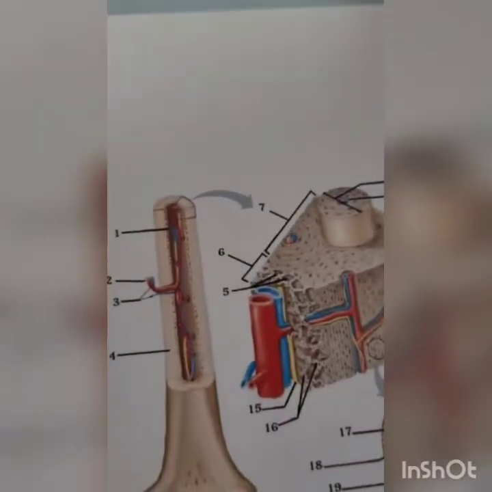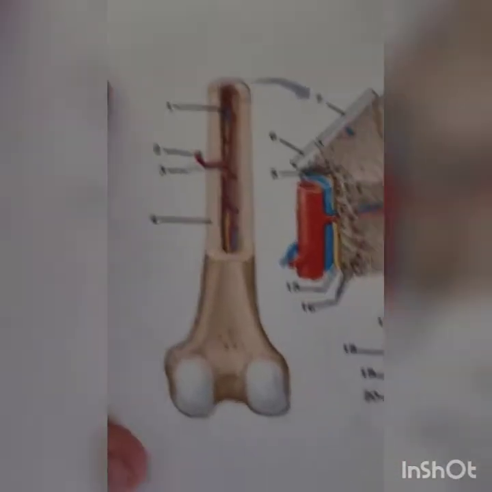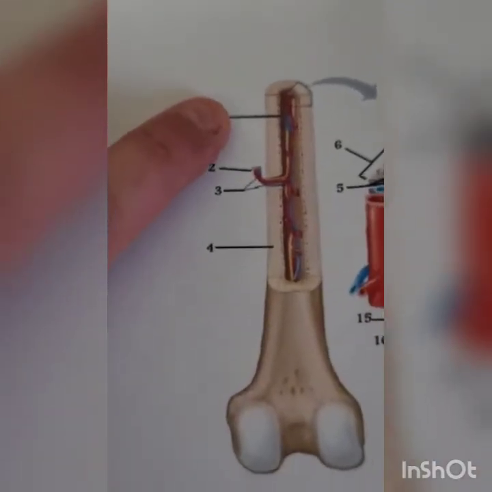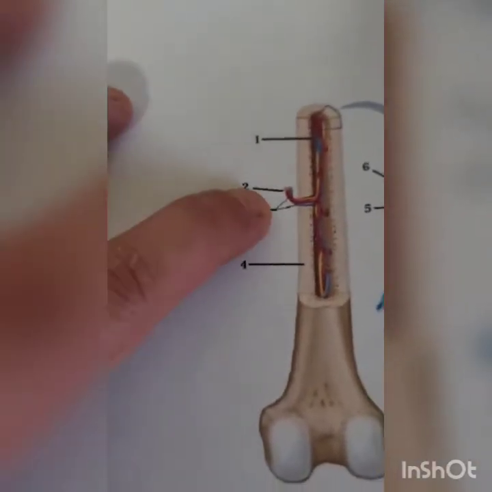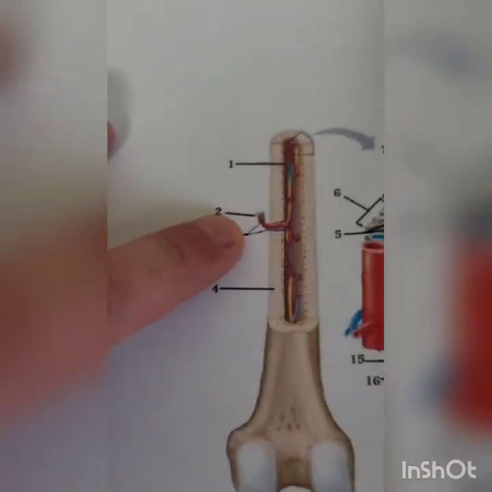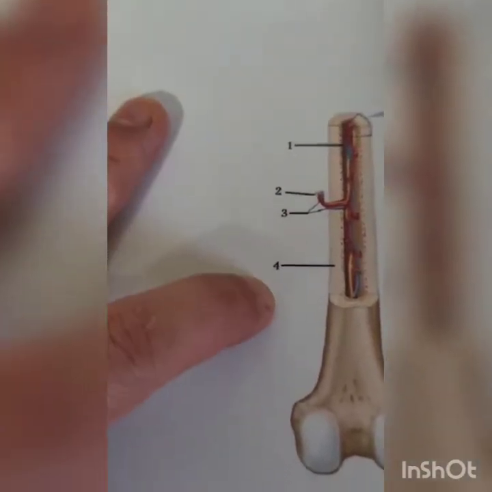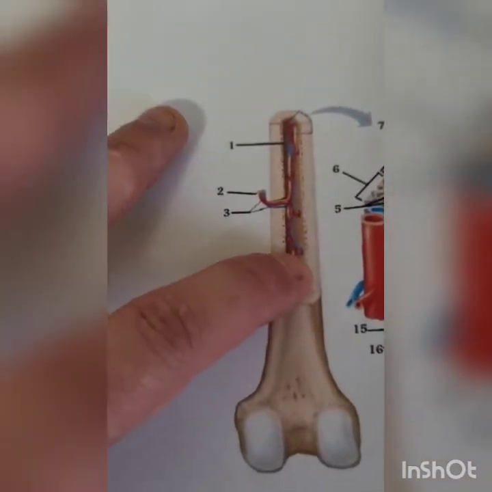Our compact bone. Alright. So start here. Number 1. This is the endosteum right here. Alright. Number 2, you have the nerve. Number 3 is a blood vessel. 4, you have the compact bone right here.